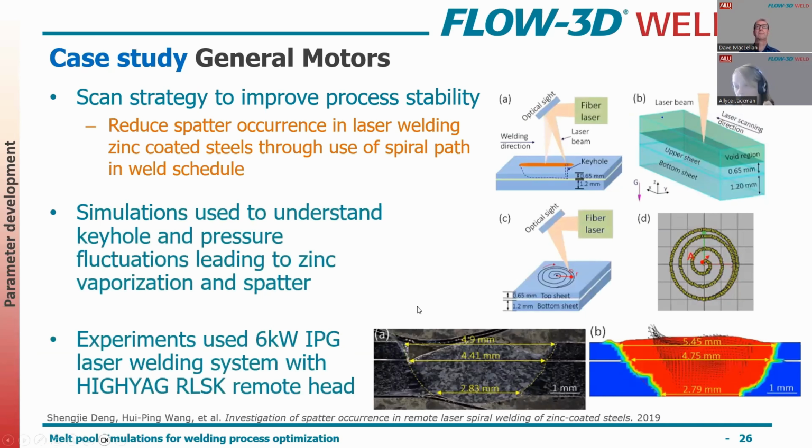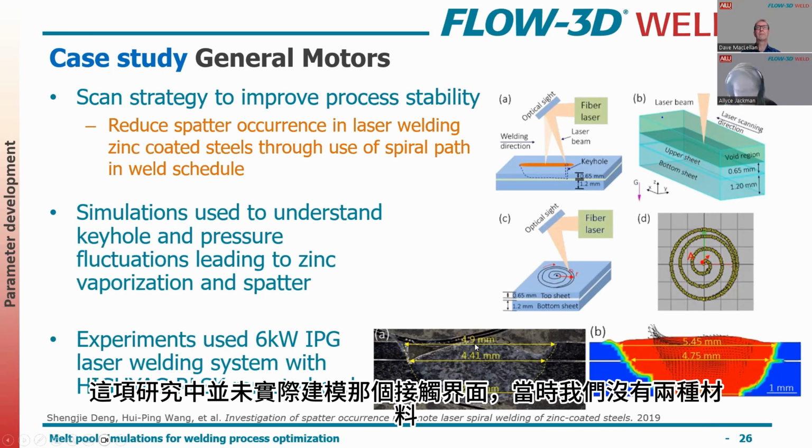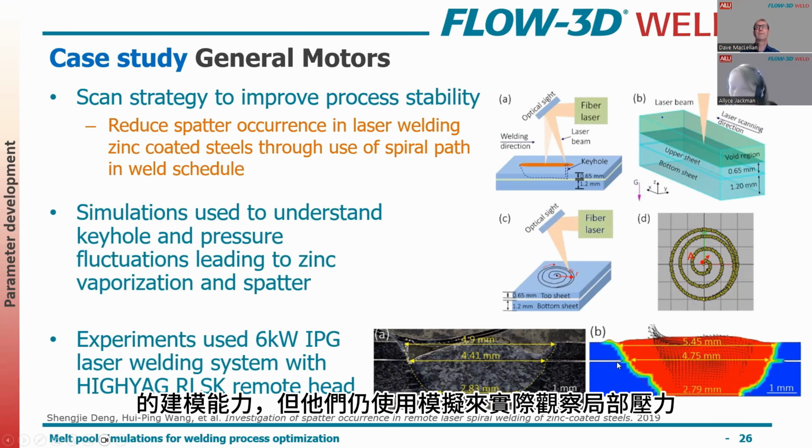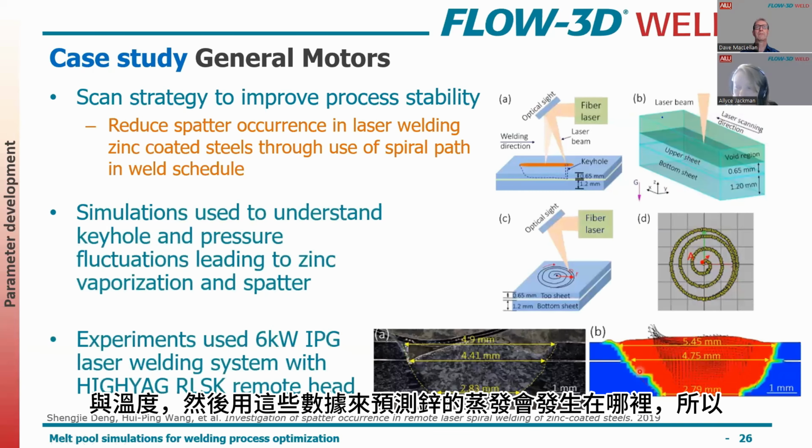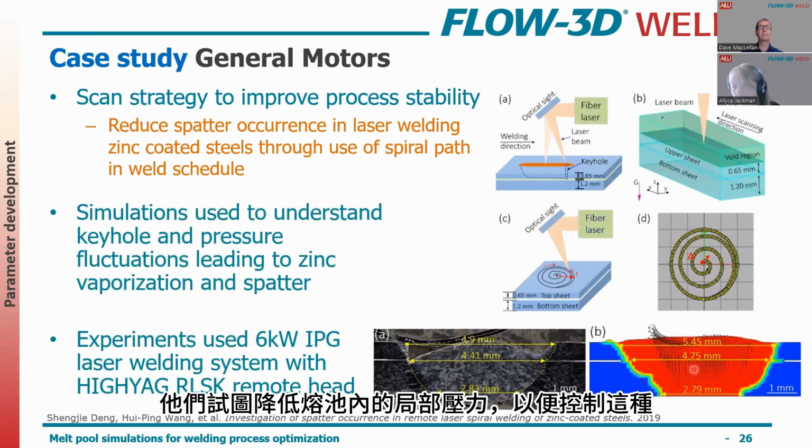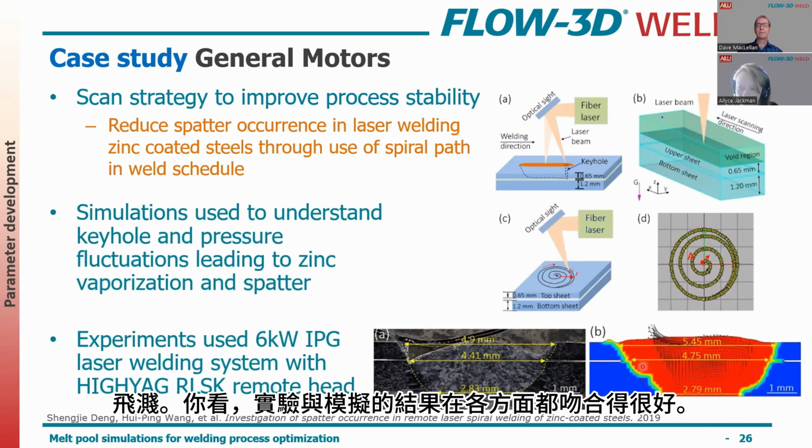So what they did in this study, they didn't actually model that faying interface. We didn't have two material capabilities at that time, but they did still use the simulation to look at local pressure and temperature, and then use that to predict where the vaporization of the zinc would occur. So they were trying to reduce the local pressure within the melt pool so that they could control that kind of spatter. So you see good agreement here in terms of the experiment compared to the simulation.